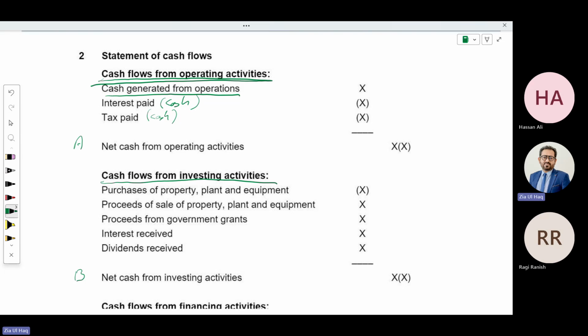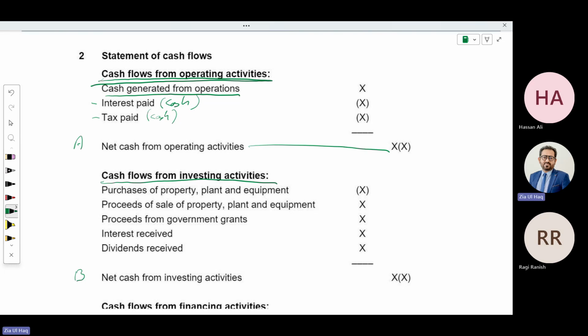First, we need to calculate cash generated from operations. From that, we need to deduct interest paid. We need to deduct tax paid. We will arrive at net cash flow from operating activities. You need to memorize this, grab this format.